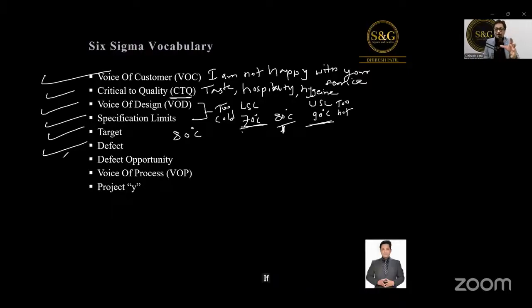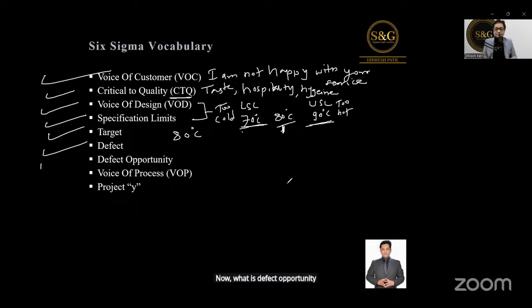Then anything which goes beyond specification is called a defect. If you deliver a coffee below 70 degrees or above 90 degrees, that's a defect. If a Domino's pizza is delivered after 30 minutes, it's a defect. Right?